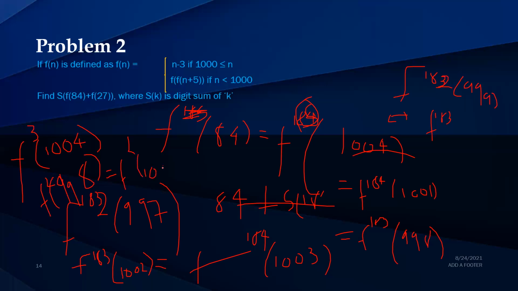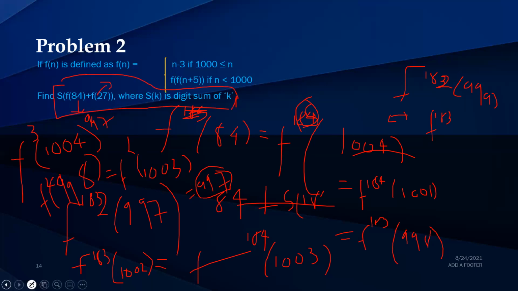and now basically f of 1000, and f of 1000 is basically 997. So this was a very interesting question. We played around with functions. So f of 84 is 997. Similarly, you can calculate f of 27 and comment down your answer. And digital sum is basically the sum of digits.